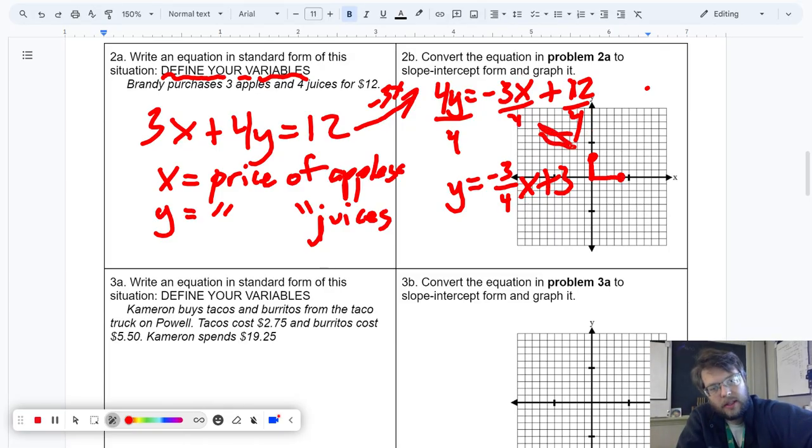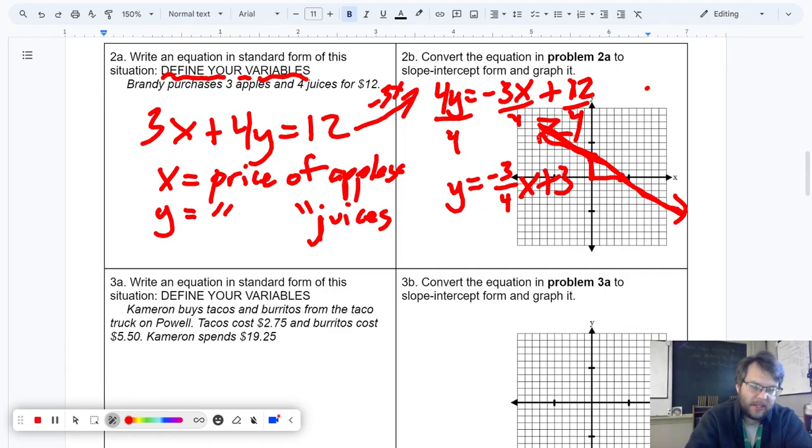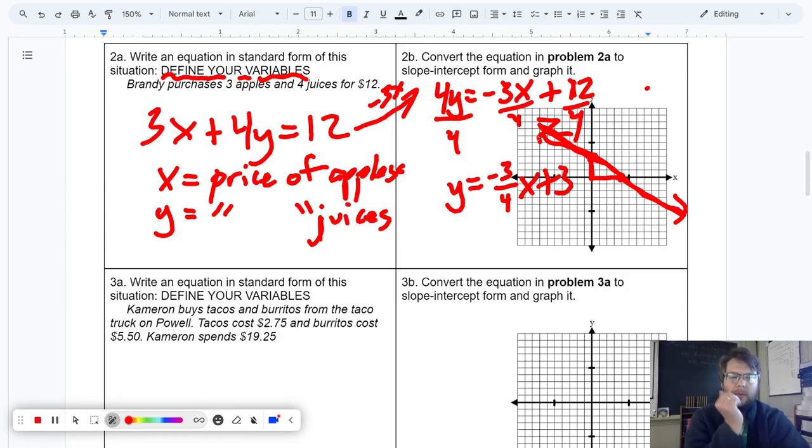And you can see that this one looks very similar to the last one. It makes sense that these have a negative slope because the more that one thing costs, the less that the other one can cost if you're going to spend $12 total.